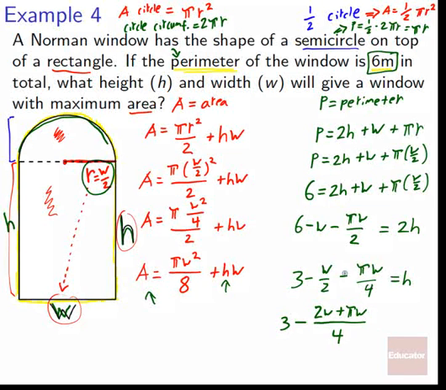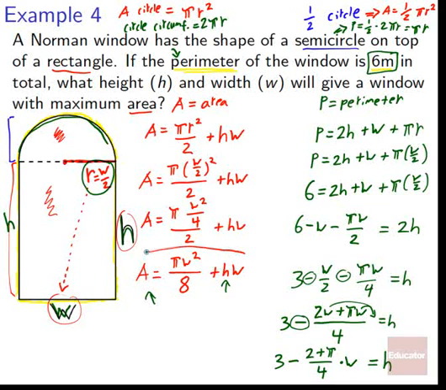Now that part might be a little confusing, but notice that this has minus and this has minus. So when we combine them together, they're just one minus because they're actually working together before they do their subtraction, equals h. And we could even pull out the w onto the outside. So we get 3 minus (2 plus pi over 4) times w equals h. Great. So now we've got an expression about area, and we've got an expression about h and w.